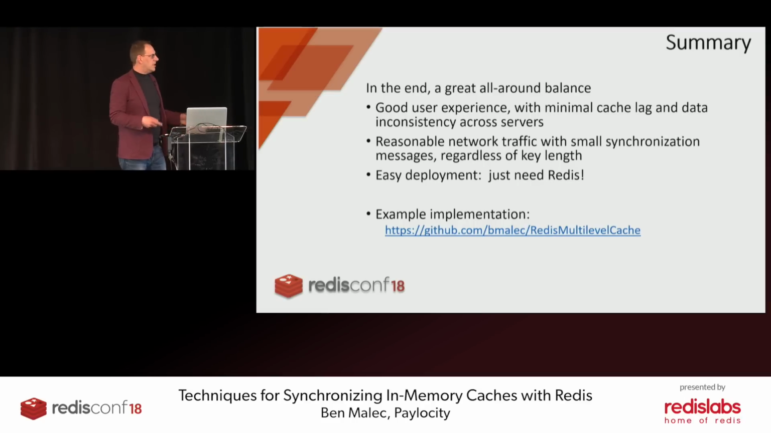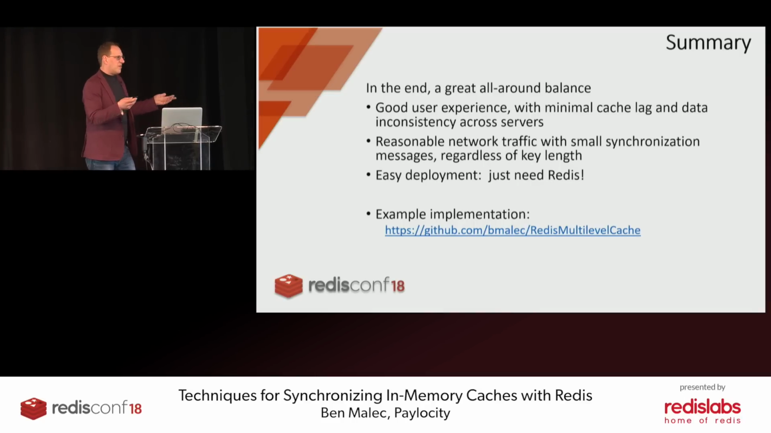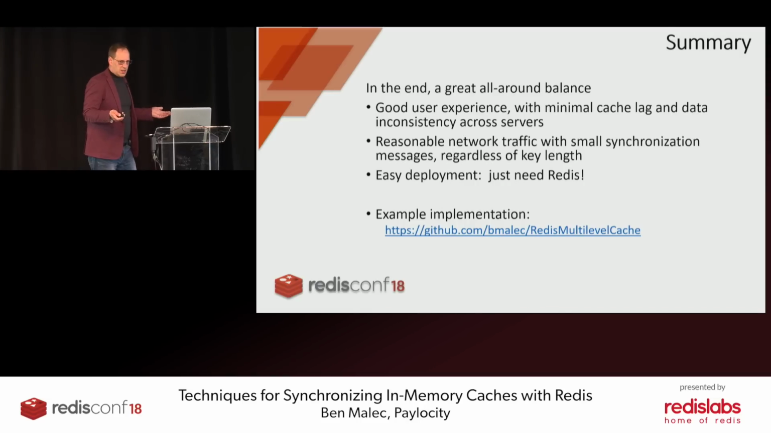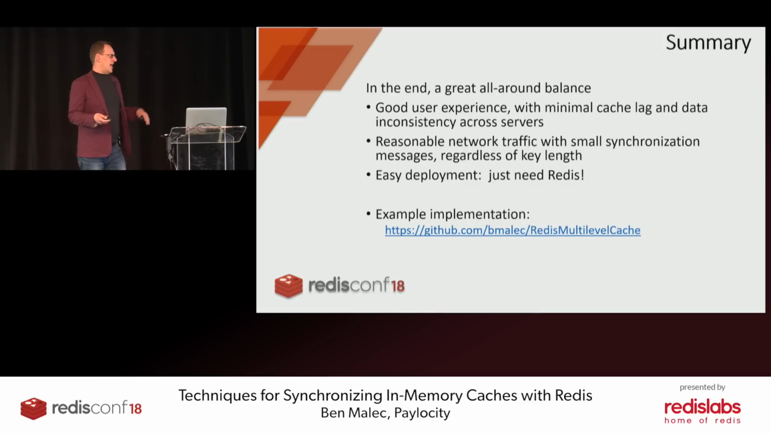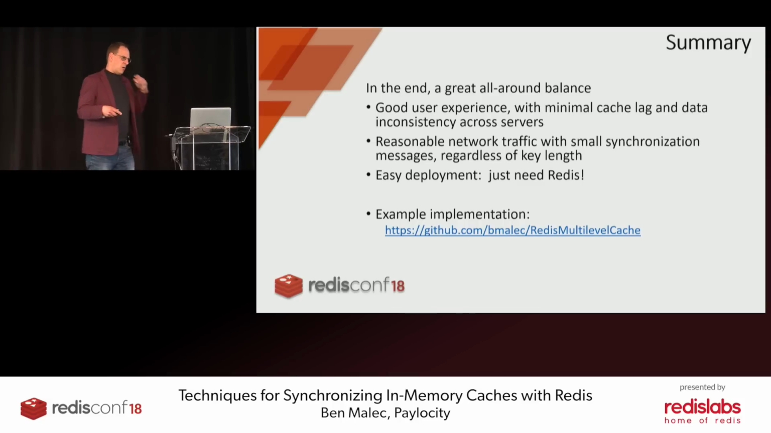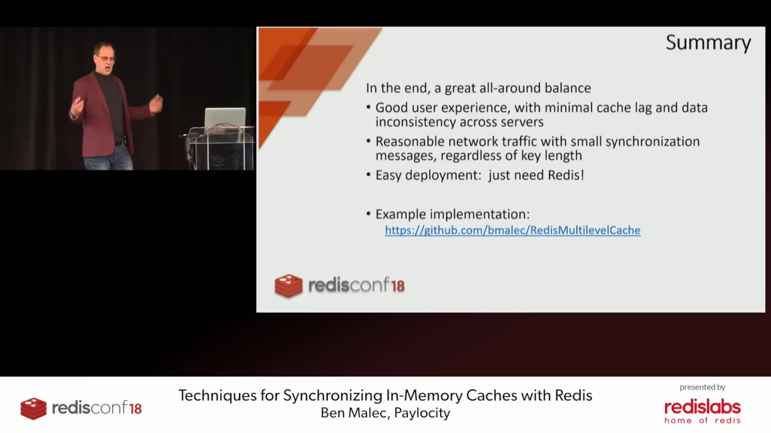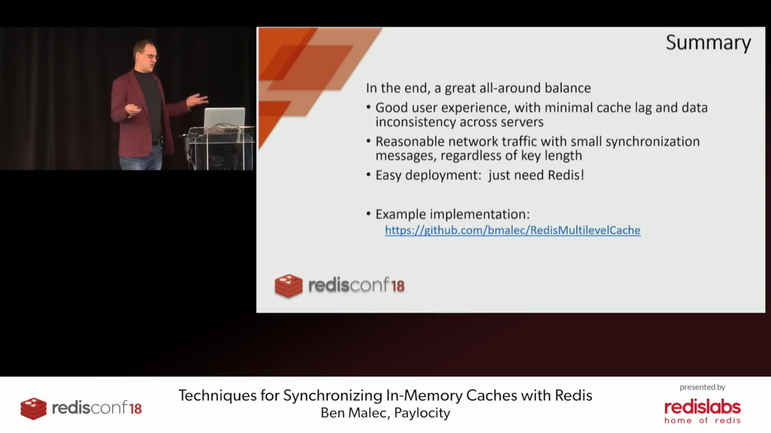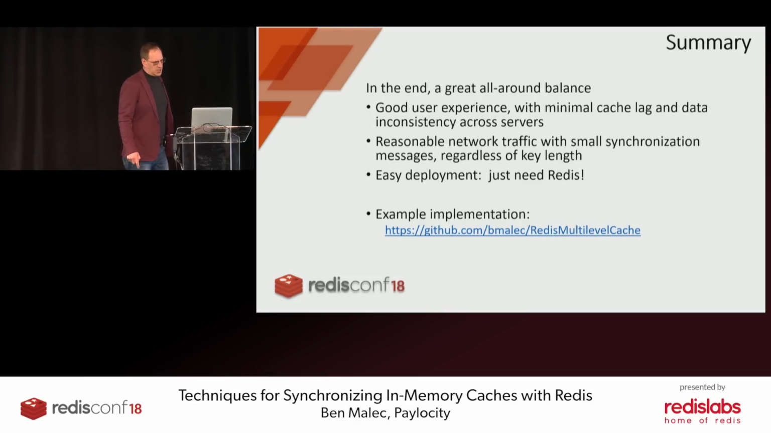So in the end, what we've got here works pretty well. We really have minimized the cache lag. We really have no issues with inconsistency across servers. Apparently we haven't lost any PubSub messages, or if we have, no one's told me about them. Reasonable network traffic. I'm really happy with that. Like I said, our message is 18 bytes, so there's really not a lot of data going through the network, and we were trying a few stress cases to say, how many changes can we log at a time? And the answer is quite a few.